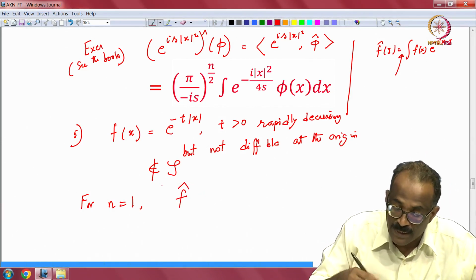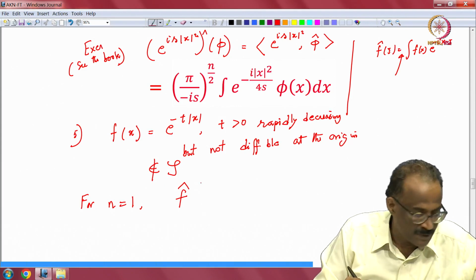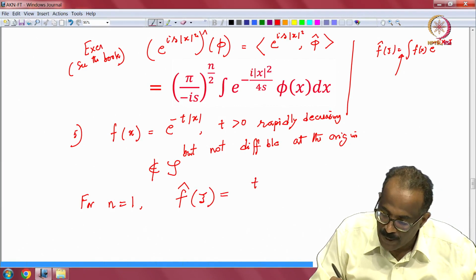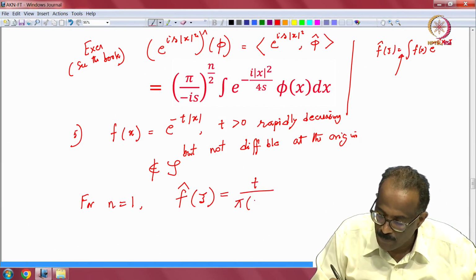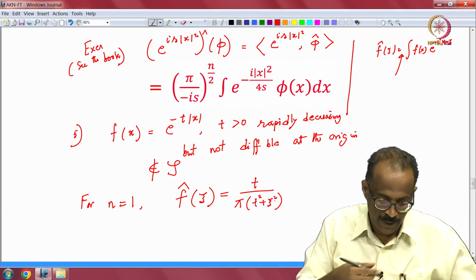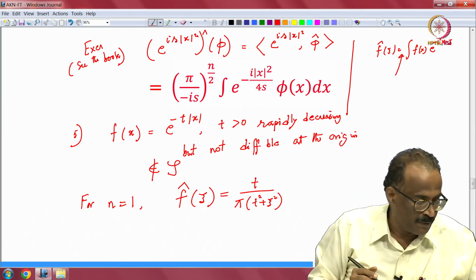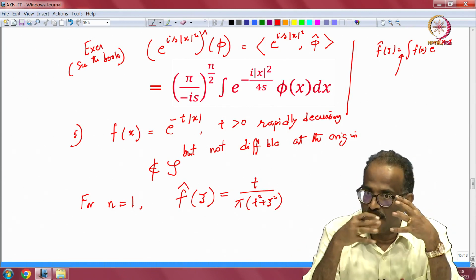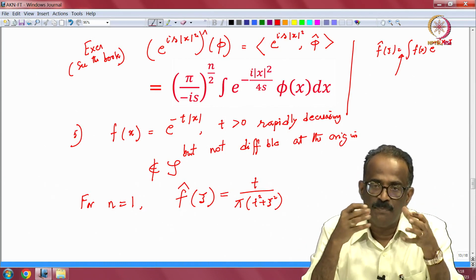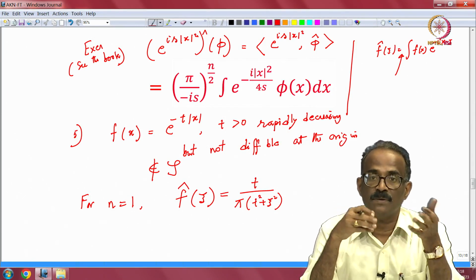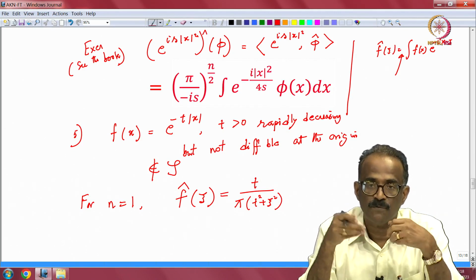Okay, again you have to do it as a tempered distribution. So you would see f hat of psi is equal to t by pi into t square plus psi square. Okay. And for higher dimension also you can compute it. So it is better to be comfortable with your Fourier transform, and work out a few examples of tempered distributions and their Fourier transform.